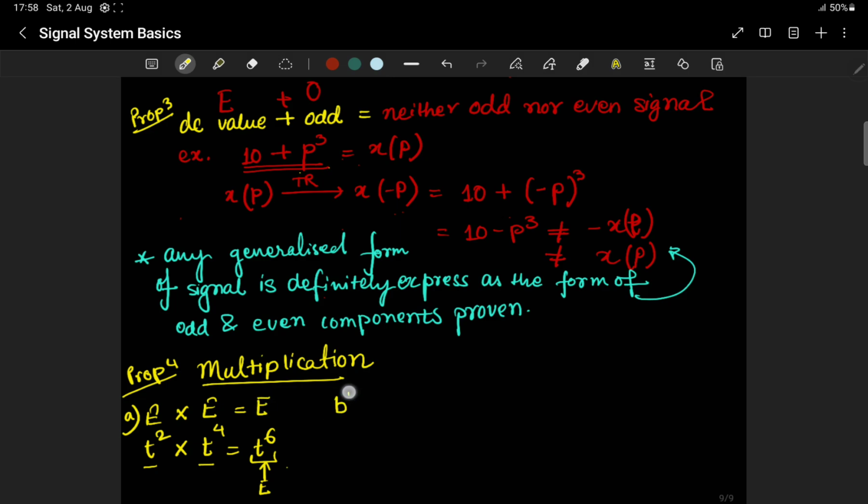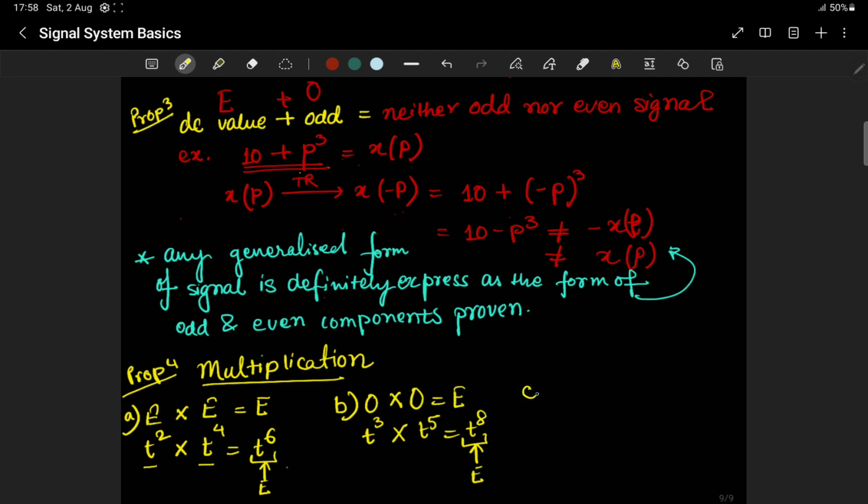Okay, let me take you to the next example. When we multiply two odd signals, what are we going to get? t to the power, suppose 3 like last time, and here I take t to the power 5. This is also odd, right? And we are getting what? t to the power 8. So this is the even signal. So when we are doing multiplication of two odd signals, we are getting an even signal. Okay, we can conclude it from here.